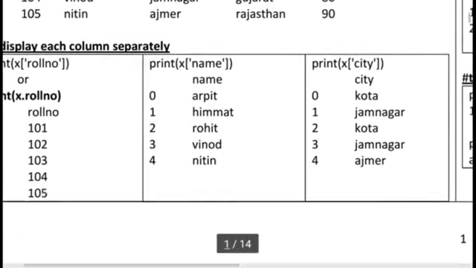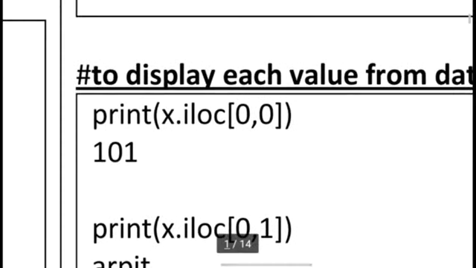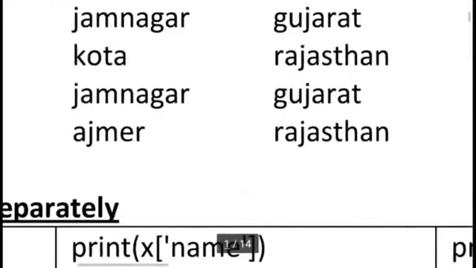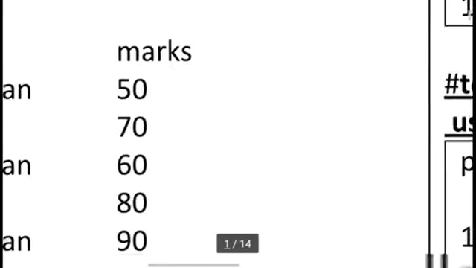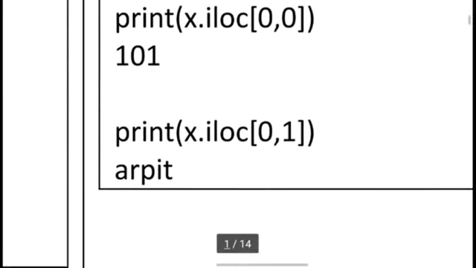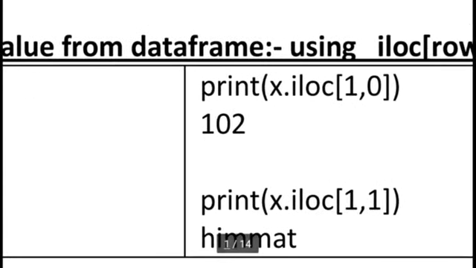So you can see here, x.iloc[0, 0] means 0 row and 0 column. The 0 row has 101, and the roll number is in the 0th column. So 0 row and 0 column will yield 101. We can take another example, 1, 0. 1 means this is our second row and the first column. So it will display 102.